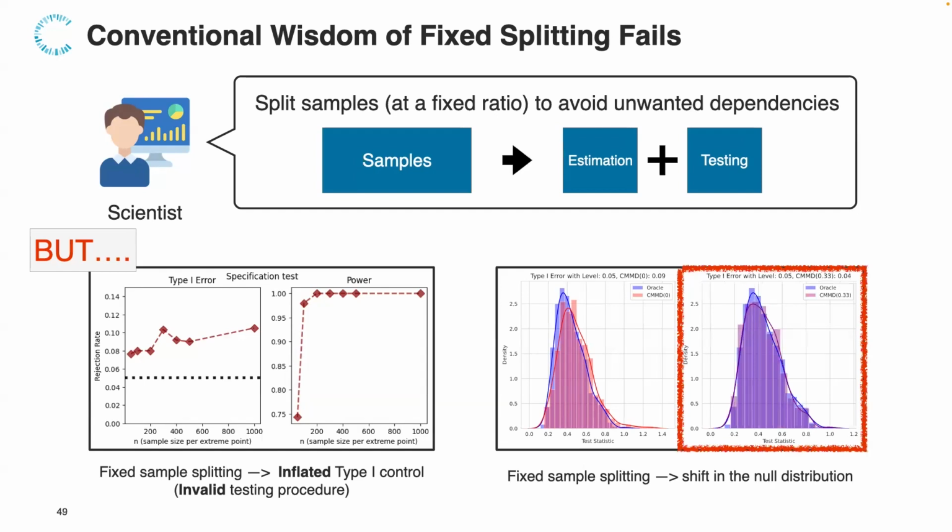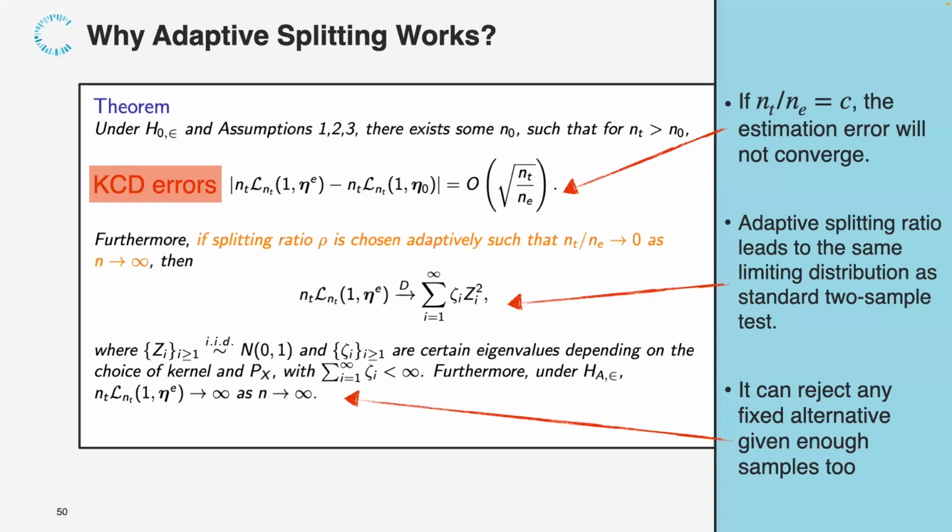Turns out we can fix it by using what we call an adaptive splitting protocol or procedure. And why does this adaptive splitting procedure work? Adaptive splitting means when you give me a data set of size n, my splitting ratio would depend on the size n.